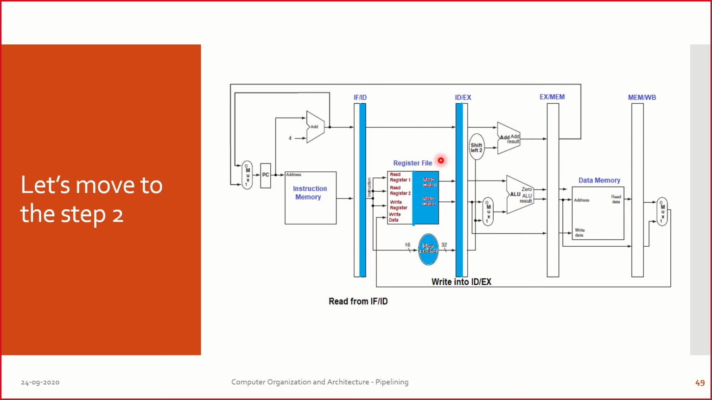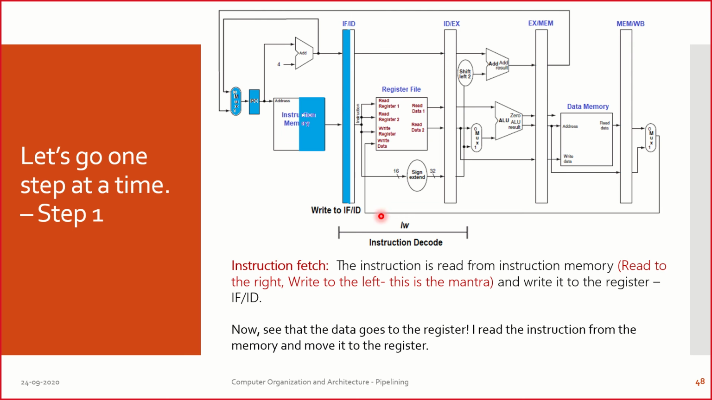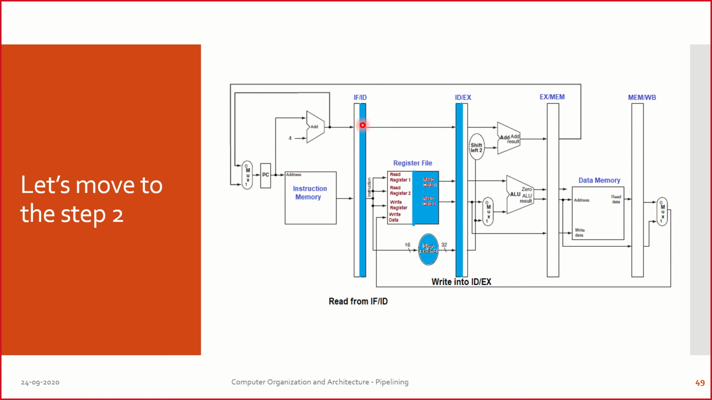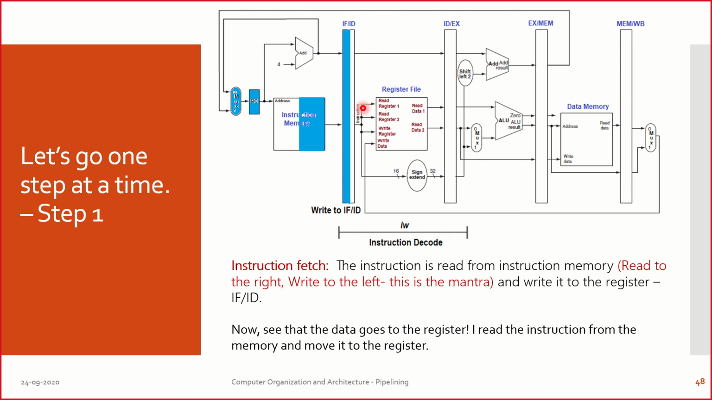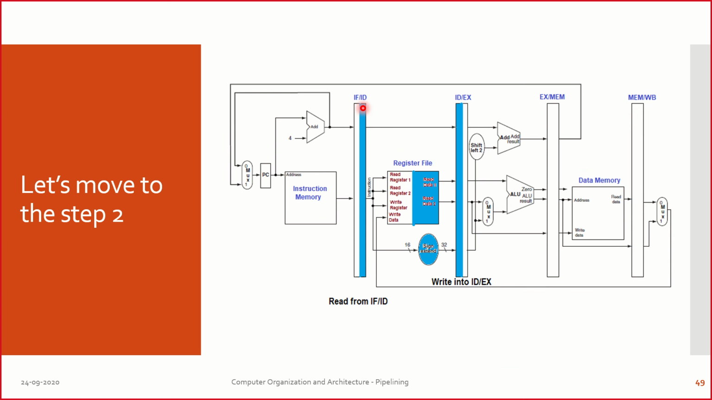When you write, you need to be appropriate. I am going to read. You can see that here. When I have to read it, read happens to the right and write happens to the left. So see that here. I am going to read it from here. So I am reading it from here. Read happens to the right and write happens to the left. So I am reading it from here.